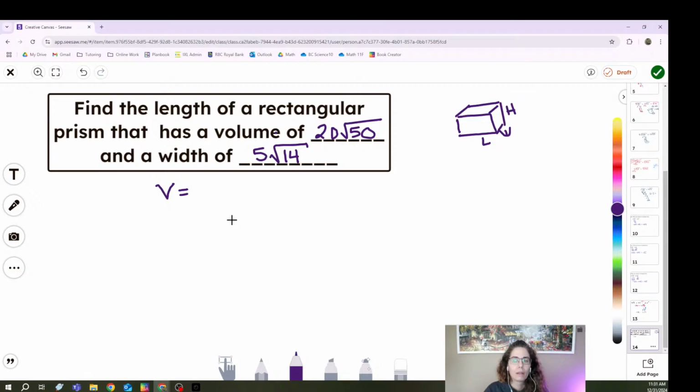Okay, so if we were to take, what do we know? Do we know what the volume is? Okay, and so what am I going to put for my volume? Okay, and it says equals our length. Do we know what the length is? Well, it says find the length. So we don't actually know the length. We do know the width.